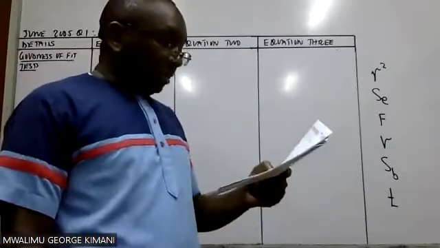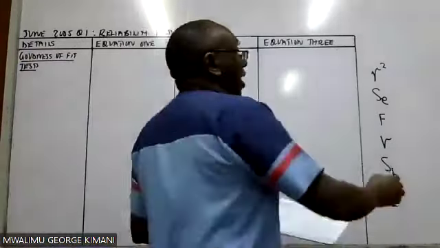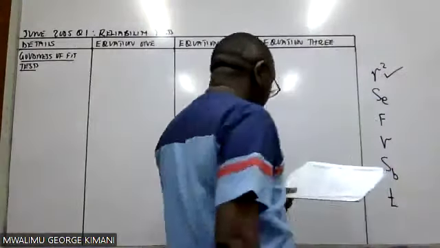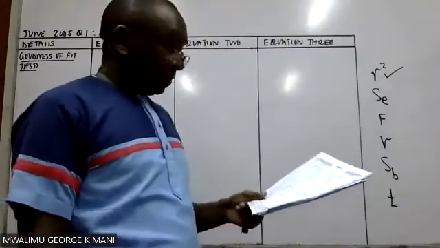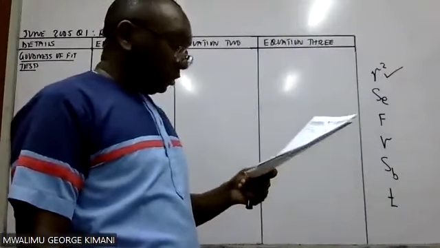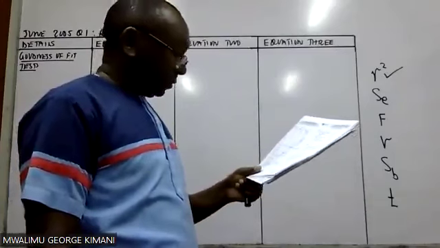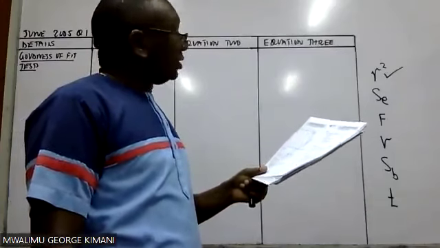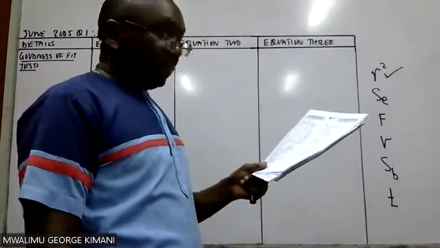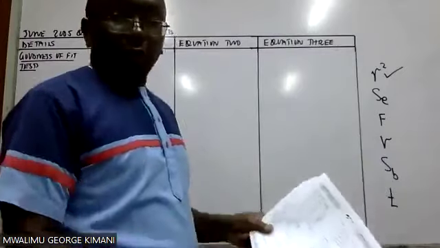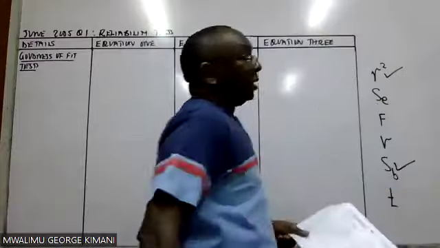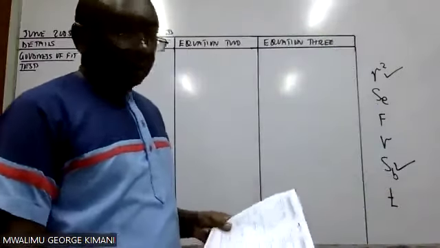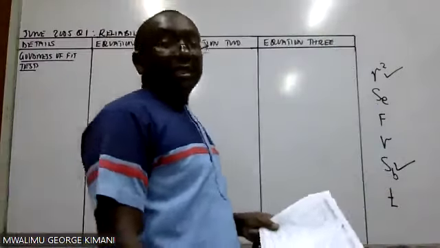So when I look at my report, I can see R square, it's there. But I cannot see the standard error of estimate, it's not there. I also cannot see F. I also cannot see R. But I can see the standard error of the slope, if you remember what we said about the interpretation of the table of coefficients. And I can also see T.